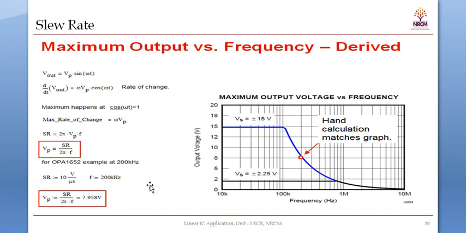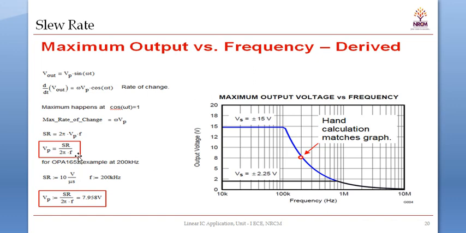So here Vp is equal to slew rate divided by 2 pi f. So the value of Vp, the maximum peak value you can apply to the op amp so that undistorted output will be available. So here the maximum amplitude is calculated with the help of this formula, that is slew rate divided by 2 pi f.